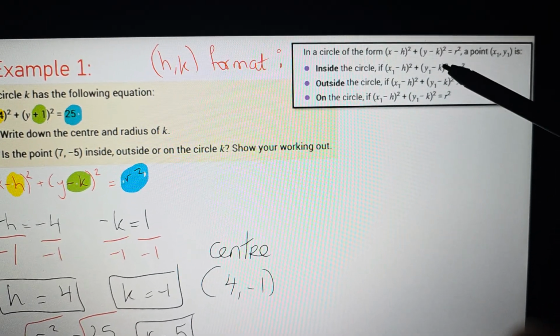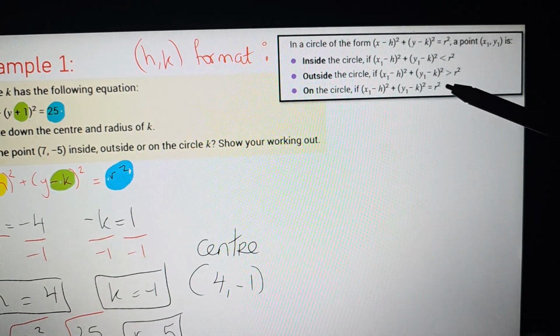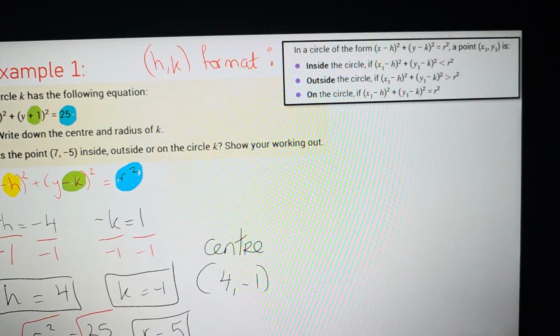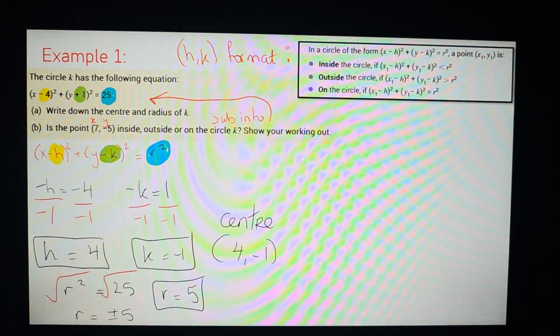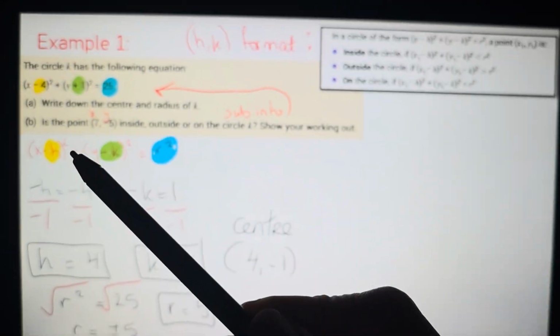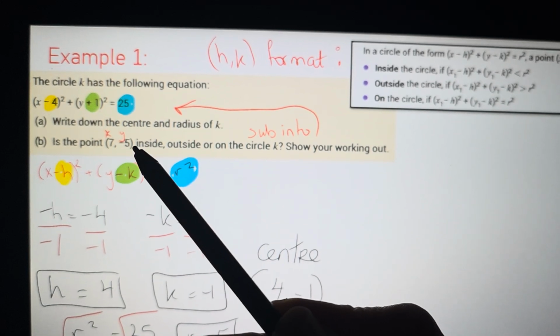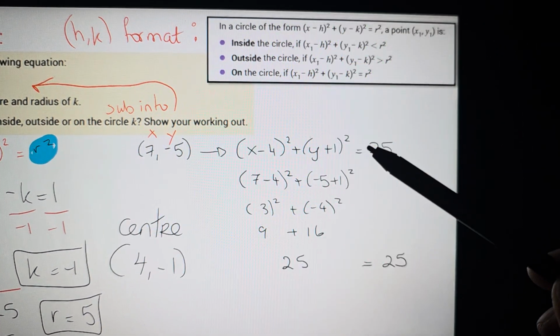If my right-hand side ends up being greater than 25, well then I'm outside the circle. And if the right-hand side ends up being equal to 25, I'm on the circle. So I'm subbing the point (7, -5) into the equation of that circle. So label the point as x and y. So x is 7 and y is -5. And I am subbing in to that circle equation.